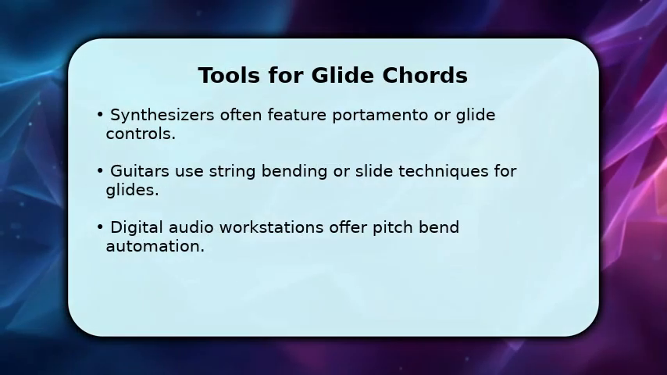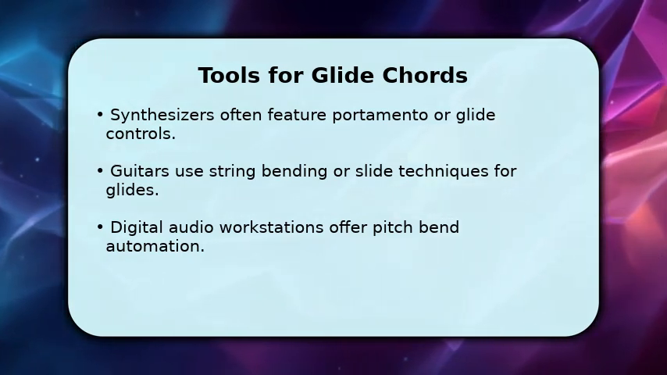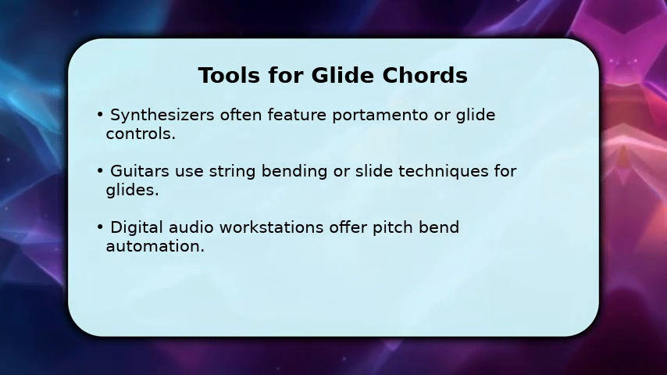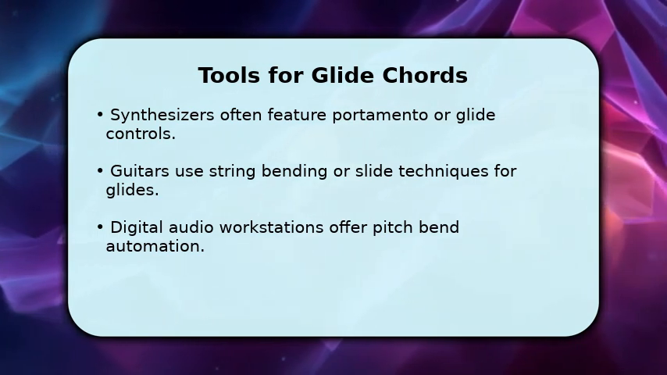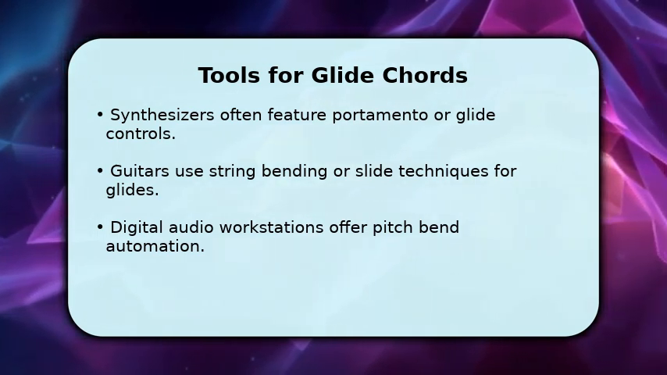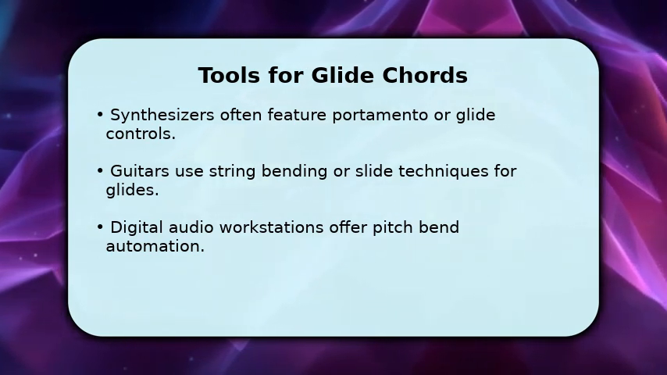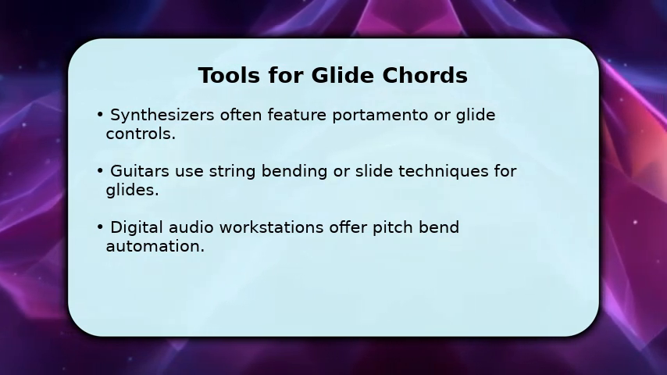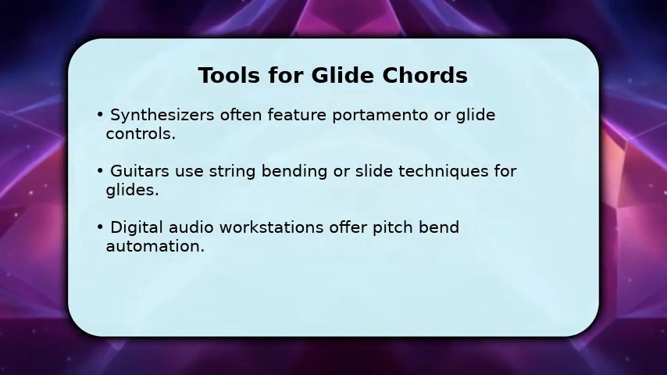To create glide chords, you'll typically use tools like a synthesizer's portamento or glide function. On a guitar, you can achieve this through string bending or using a slide. In digital audio workstations, pitch bend automation is your go-to. For instance, a typical portamento setting might range from 50 to 200 milliseconds, allowing for a noticeable but not overly long transition. Exploring these options will open up many creative possibilities.